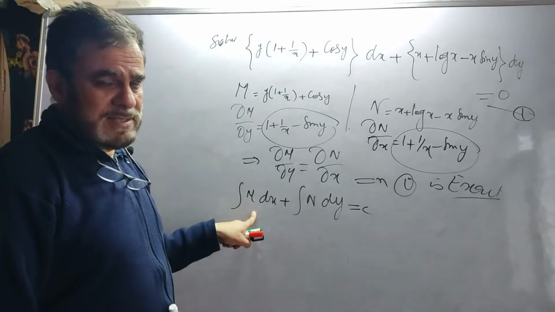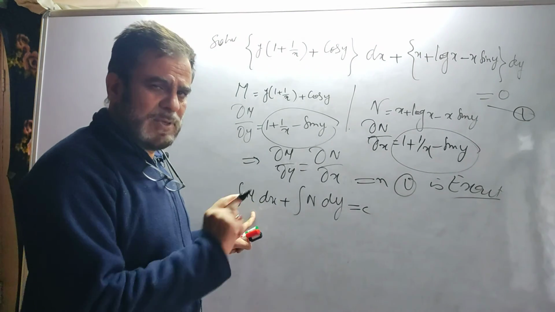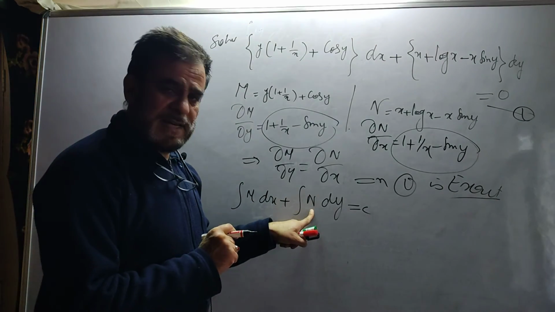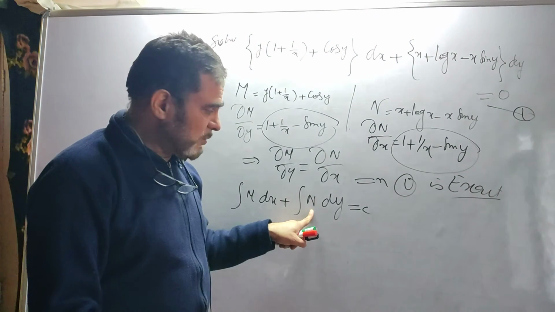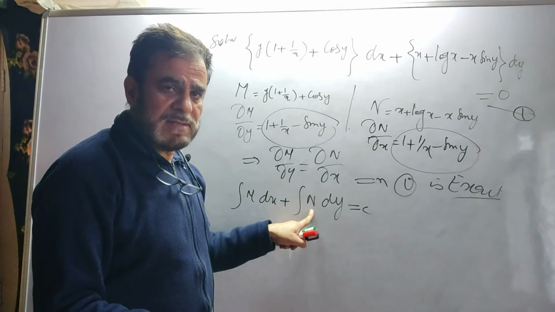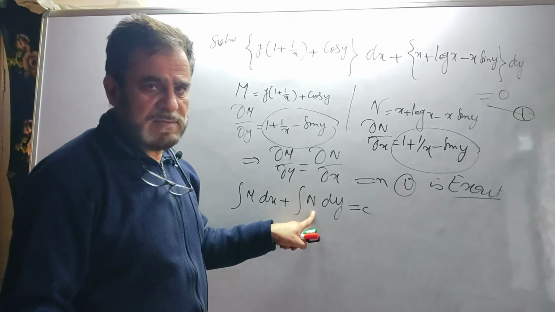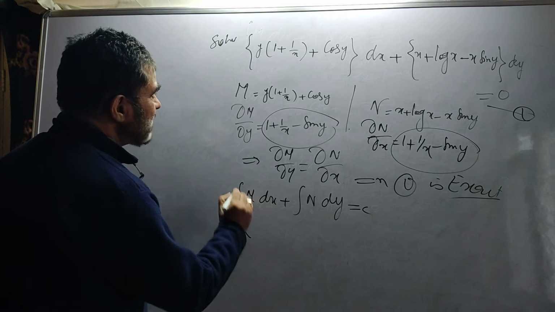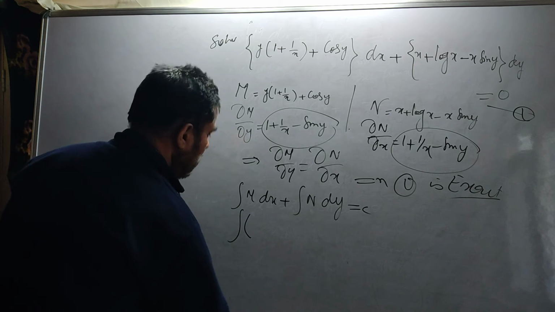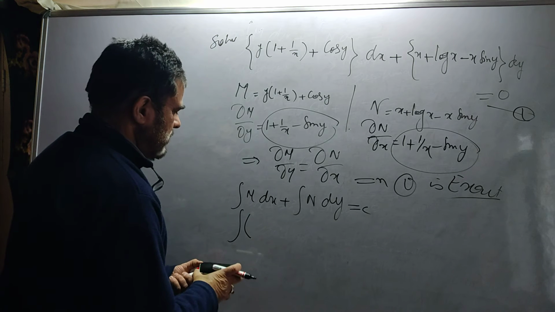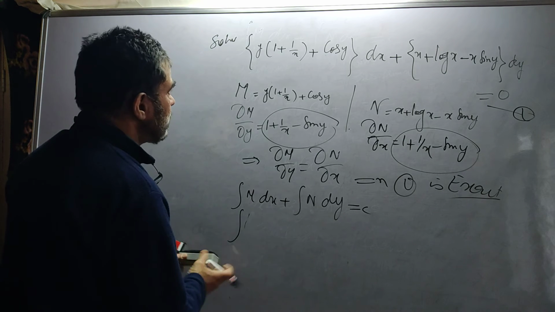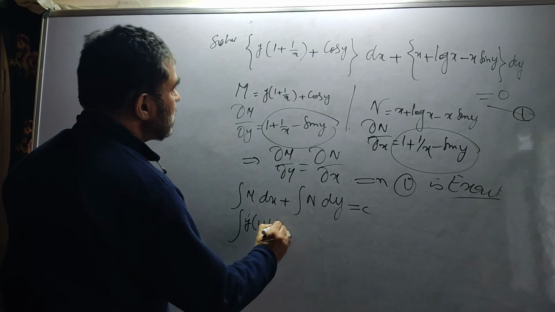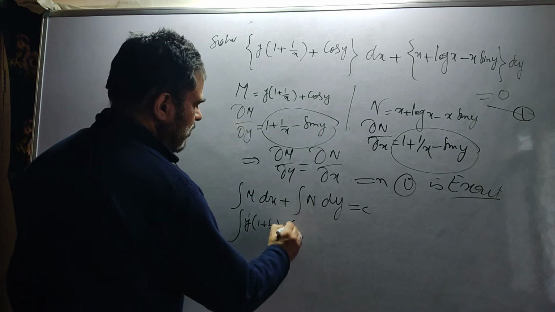I have already told you, in the case of M, you write full M, but treat y as constant. In the case of N, you drop those terms which involve x. You write the terms which are free from x. You see, this is M. We write what M is: M is y times (1 plus 1 by x) plus cos y.